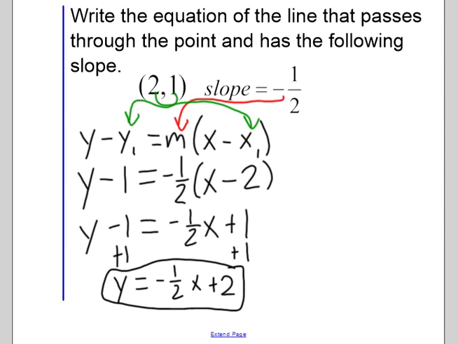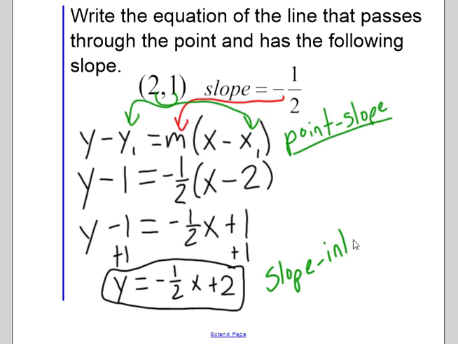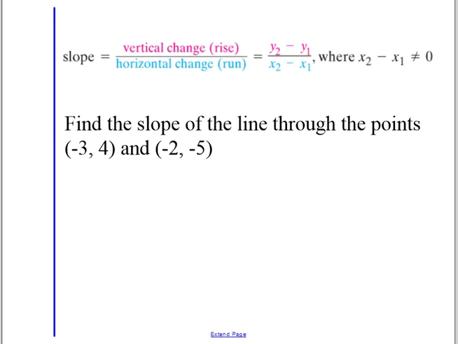Remember that what we started with was called point slope form. We used it because that was the information given to us. We ended in slope-intercept form because it's a lot simpler and easier to use. Moving forward, we're going to have to remember that sometimes we have to create our slope ourselves. We're not always given a slope.